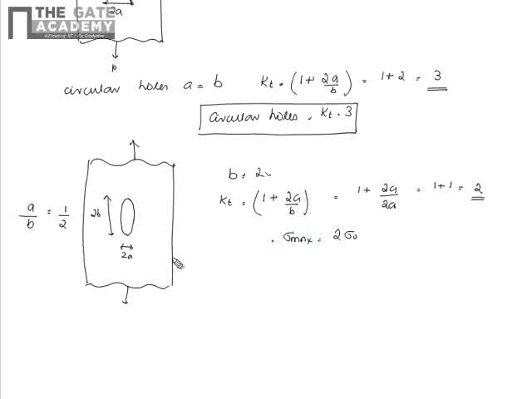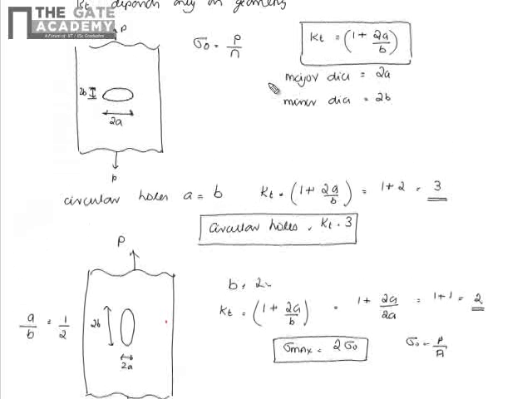2 times sigma nominal. In this case, sigma nominal is again sigma O, which is nothing but the nominal stress given by P by A. If P is the load acting here and A is the area of cross section, the nominal stress is given by P by A. The maximum stress which comes near the vicinity of this crack is given by 2 times sigma O. Now in this geometry, if you take any cross section here, the stress will be P by A, which is uniformly distributed over the entire cross sectional area.